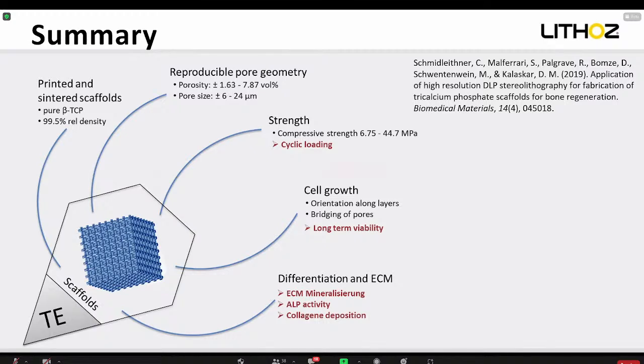If you also want to dig a bit into the biology of these things, here you can find an open access paper where everything that was highlighted in this brief presentation is explained in more detail. And with that, I would like to keep it there. If there are any questions, I'm happy to answer them.